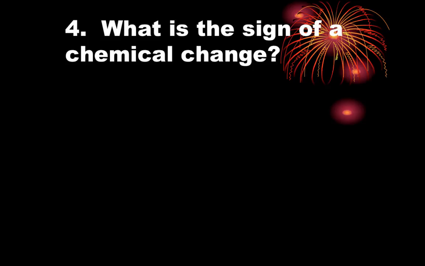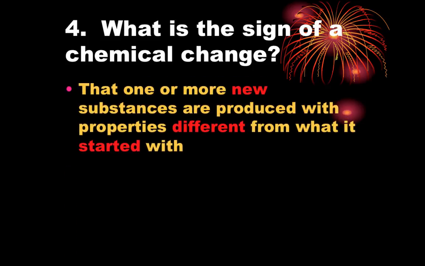So what is the sign of a chemical change? You're definitely going to see the production of a new substance, a substance that has broken its bonds, recreated new bonds, has created something new, and that is going to be different from what we started with. So when one or more new substances are produced with properties that are different from what we started with, then that's going to be the sign of a chemical change.